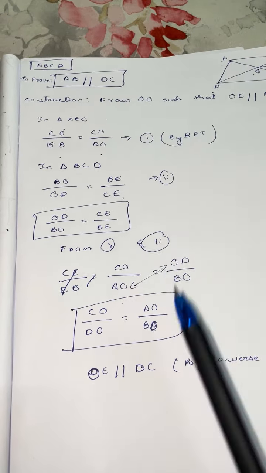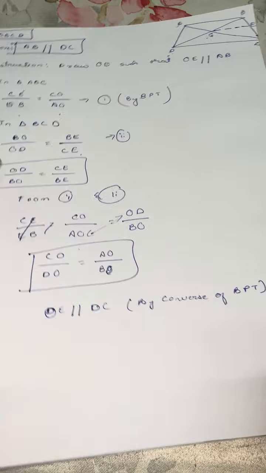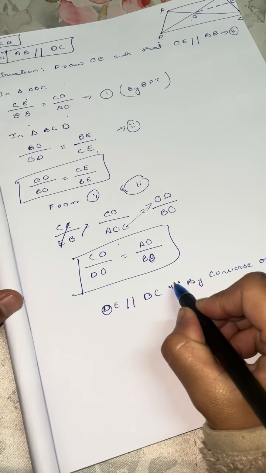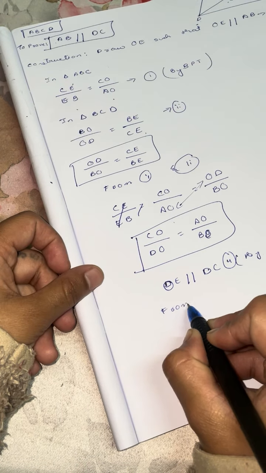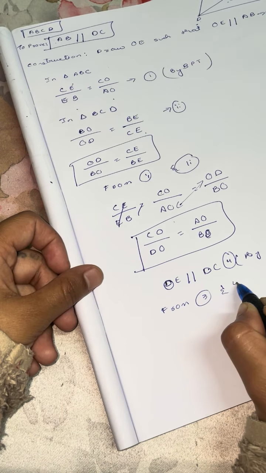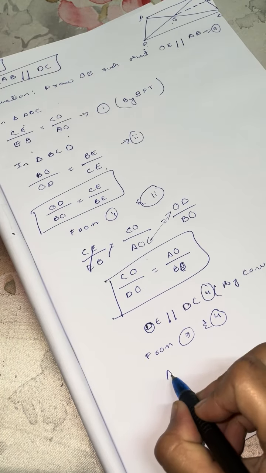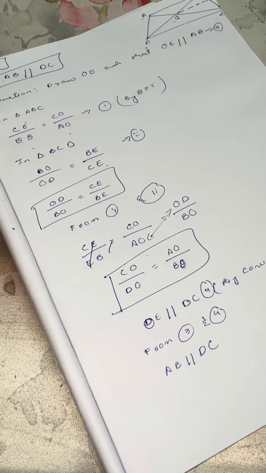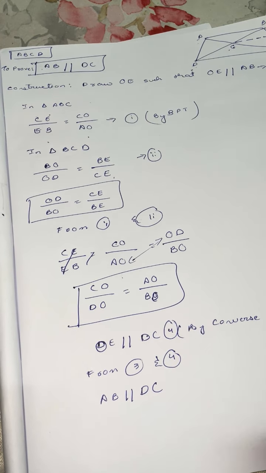If they are parallel to each other, then let's say equation 3 and equation 4. Can I say from 3 and 4 that AB is parallel to DC? Can I say that? Obviously, if they are parallel to each other, AB will be parallel to DC.